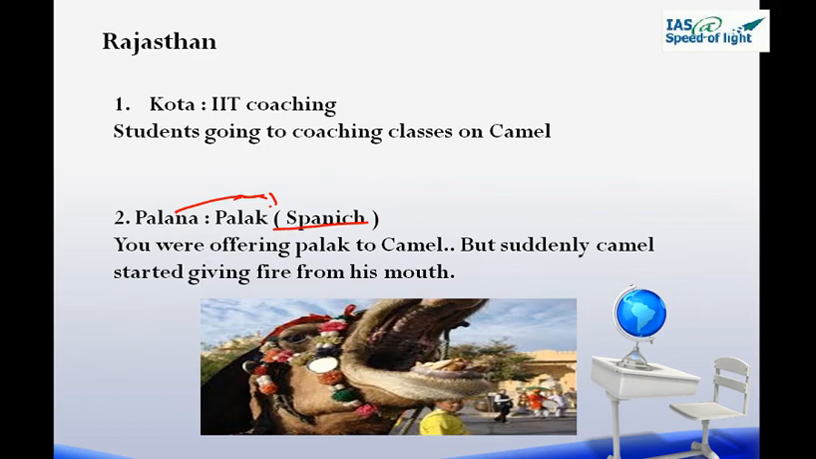Okay. So you were offering Palak to the camel, but suddenly the camel started giving fire from his mouth. You were offering spinach to the camel, like it's good in iron, it's very rich in iron. But what happened when the camel opened its mouth? The fire came from his mouth. Like what happened with the dinosaurs, the same thing happened with the camel. So now again, Palana or Palak, we are relating it with camel and we are relating it with fire.